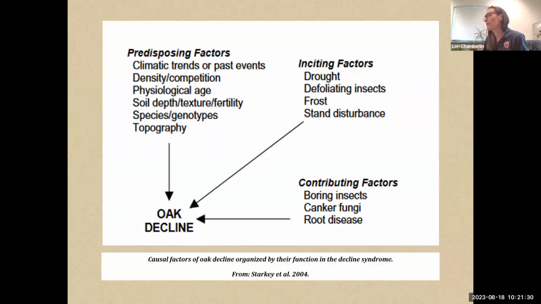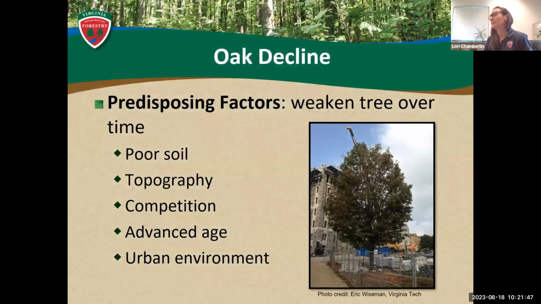And so this is just a graphic that shows those different groups of stress factors, predisposing, inciting, and contributing, that all are acting on oaks to cause oak decline. And so we'll get into each of these groups of stress factors, starting with predisposing. Predisposing factors weaken the tree over time. And these are often abiotic and have to do with site conditions such as poor soil, topography, competition. Also, advanced age is a pretty important predisposing factor.